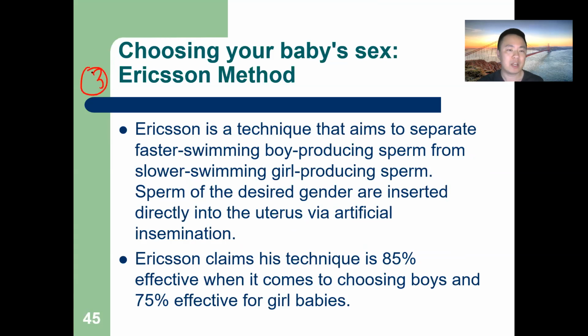All right, third one here is the Erickson method, and this is a technique that aims to separate faster swimming boy-producing sperm from slower swimming girl-producing sperm.